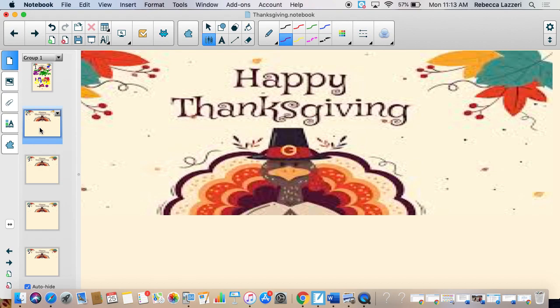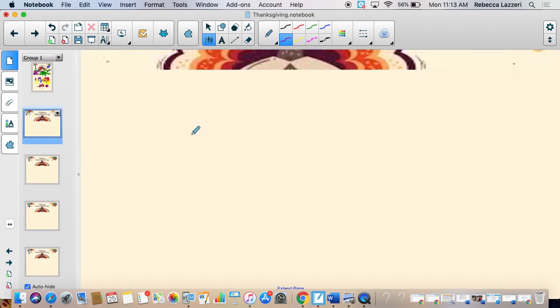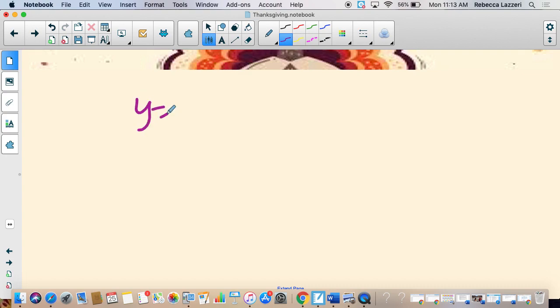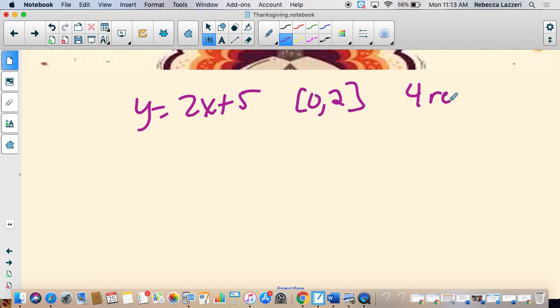Alright, let's look at number 27. Alright, so 27 is, so have your homework out. Y equals 2x plus 5. And we're going from 0 to 2. And we're doing 4 rectangles. We're finding 2 approximations of the area under the graph using left and right endpoints.